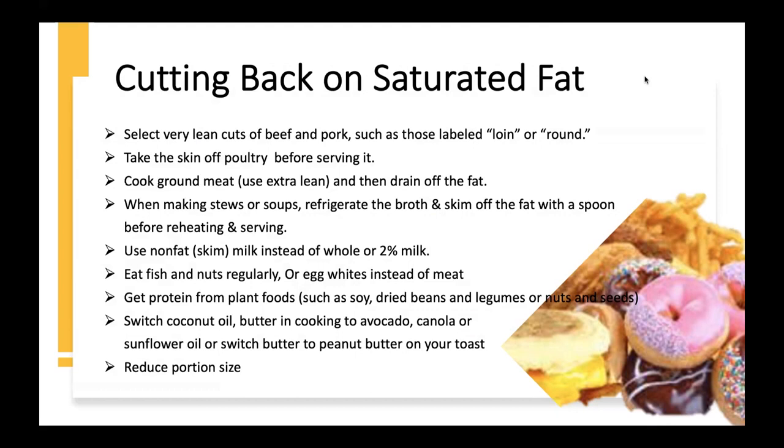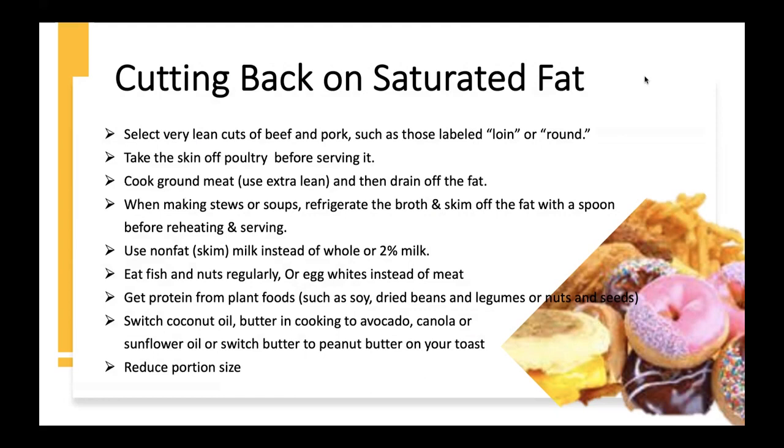When shopping for chicken or other poultry, choose breast or white meat without the skin. Cook extra lean ground meat and then drain off the fat. When making stews and soups, refrigerate the broth and skim off the fat with a spoon before reheating and serving. And to limit saturated fat from dairy products, you can thicken sauces with non-fat milk instead of whole or 2% milk. You can use a low-fat cheese, feta cheese in pasta dishes.